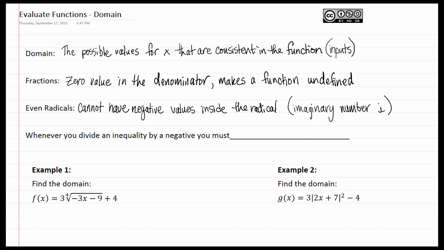Whenever you divide an inequality, because we will be dealing with inequalities, things where you say greater than or less than, greater than or equal to, less than or equal to, these type of symbols. That would be a less than or equal to, this would be a greater than or equal to, and then strictly less than, strictly greater than. If you have a negative and you have to divide or multiply an inequality by a negative, you must flip or reverse the order of the inequality sign.